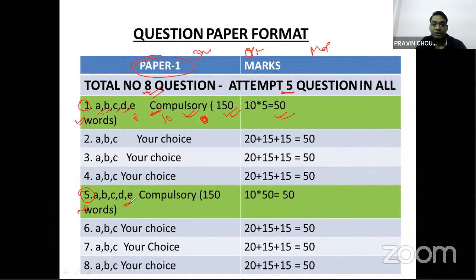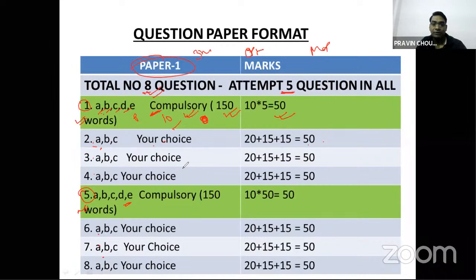So these 2 questions will be compulsory for everyone. Now questions number 2, 3, 4, 6, 7, 8 are your own choice. If you see question number 2 and you know all the answers, you have to attempt only 3 out of the total of 6 choices. Question number 2 will be divided into 3 parts: A, B, C. Your choice means this will be 50 marks.